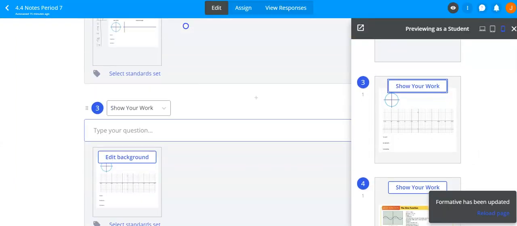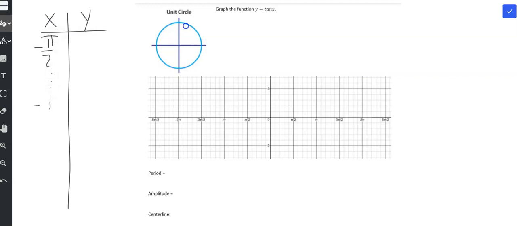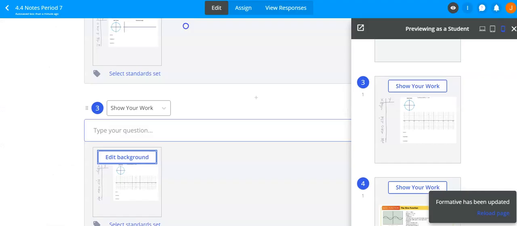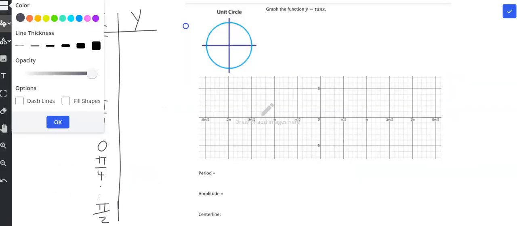So let me edit the background for all of you here. Sorry for not doing this earlier. We got the X's and Y's. We're doing the tangent function this time. I'm going to have negative pi over 2, dot, dot, dot, negative pi over 4, 0, pi over 4, dot, dot, dot, and pi over 2. Okay, so let's come back over here and take a look at what's going on.